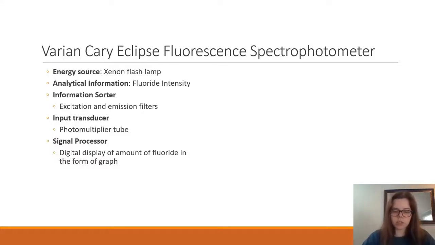And then the input transducer is the photomultiplier tube in this case. It typically is. A lot of fluorescent spectrophotometers use a photomultiplier tube as the input transducer. And the definition of transducer is that it basically just converts information from one domain to another. So in this case, it's taking light energy and converting it into digital data to be displayed on the graph. And that brings us to the signal processor, which is the digital data displayed on the graph that shows the amount of fluoride that was in the sample.